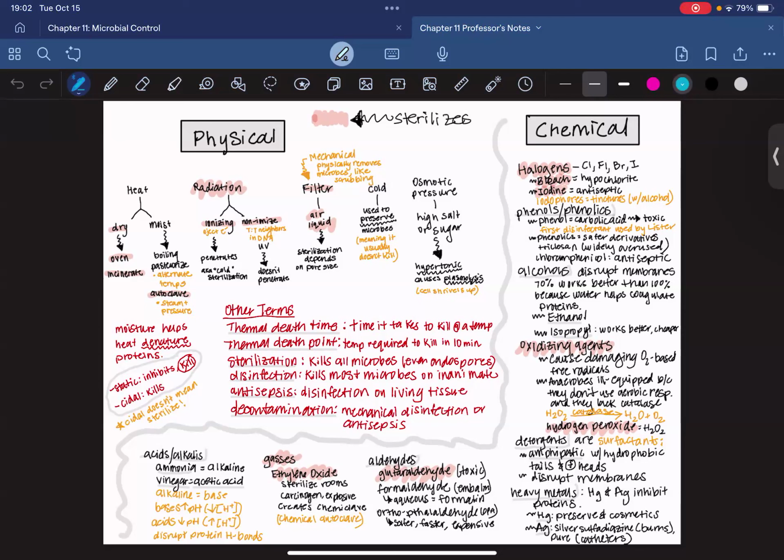These are on Canvas under chapter 11, and it literally says like professor's notes or whatever. I'm not going to have these for every chapter. I just wanted to put it together so you guys could get an idea of what I'm talking about with that. If you ever want any help with making notes or whatever, then let me know.